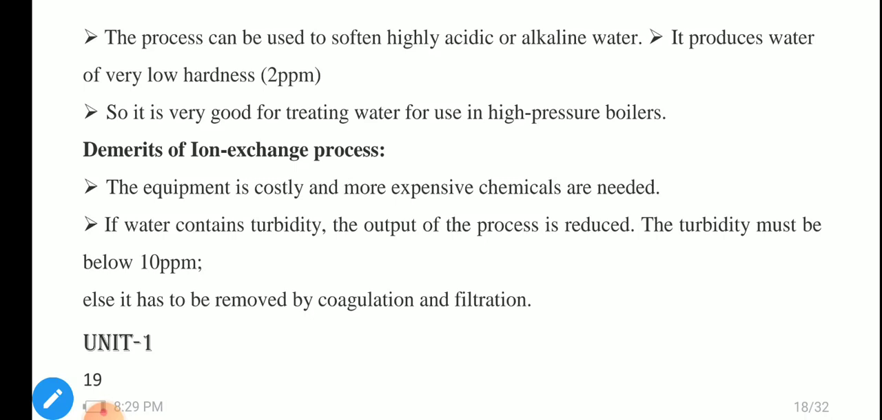And what are the demerits of this ion exchange process? This equipment is costly and more expensive chemicals are needed. If water contains turbidity, the output of the process is reduced. The turbidity must be below 10 ppm, else it has to be removed by coagulation or filtration. So these are some of the demerits of ion exchange process. But in fact, this is a very good process, and the water coming out from this method is called demineralized water, a highly useful method for the softening of water.